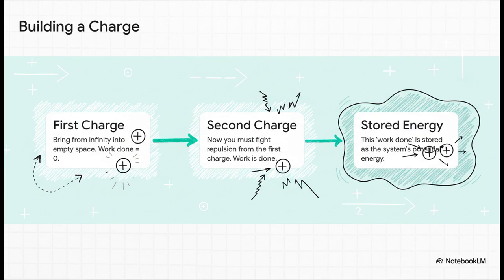You grab the first one from infinitely far away and place it down. Space is empty, there's no resistance, so it takes 0 work. Easy. But now when you bring in the second charge, you have to push against the repulsion from that first one. That work you do, that effort, it doesn't just disappear. It gets stored in the system as potential energy. And that simple story makes the whole concept feel way more intuitive.